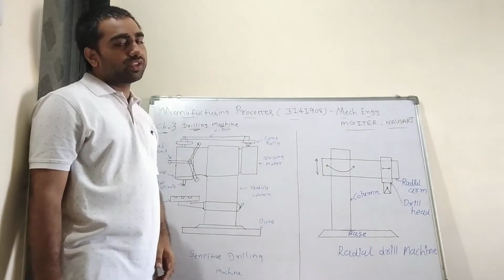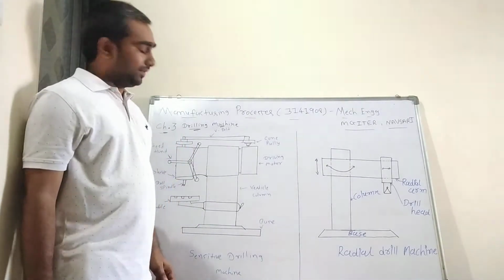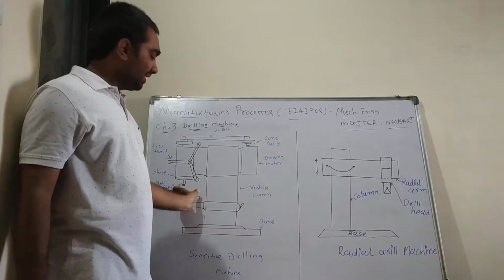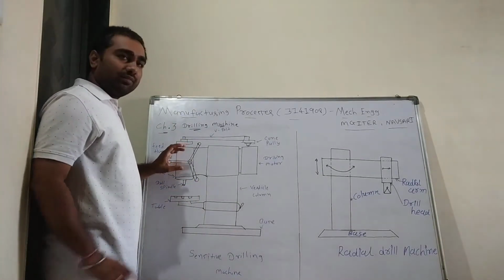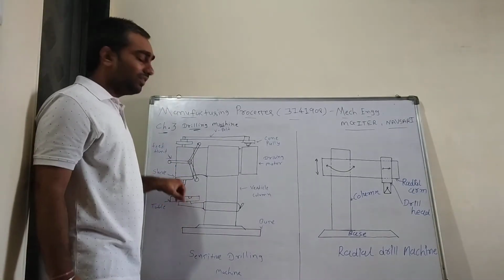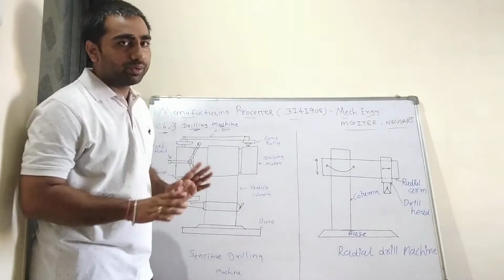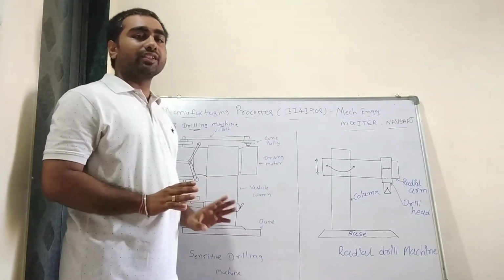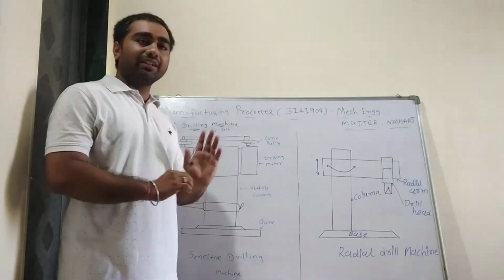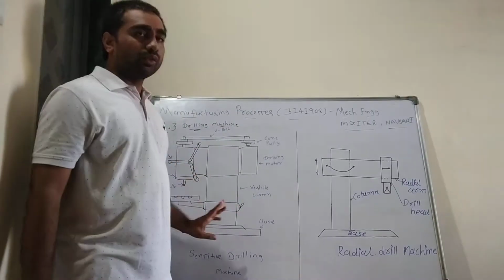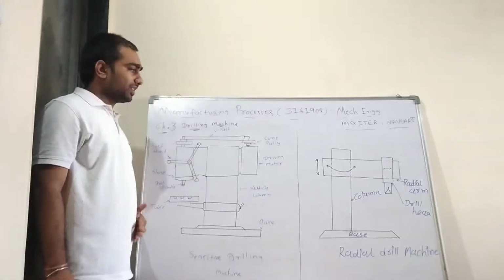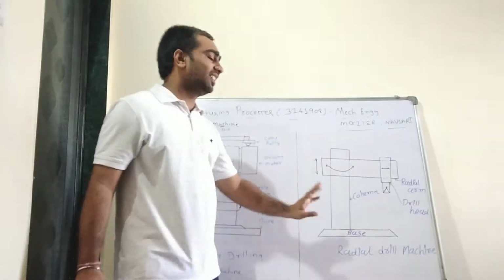There are many types of fixtures available in the market. We pick up the workpiece here, the feed mechanism is moved by hand, and the hole is created by the feed hand. There is no automatic feed mechanism in the sensitive drilling machine; the feed is driven manually by hand. Okay, this is the sensitive drilling machine, and next one is the radial drilling machine.